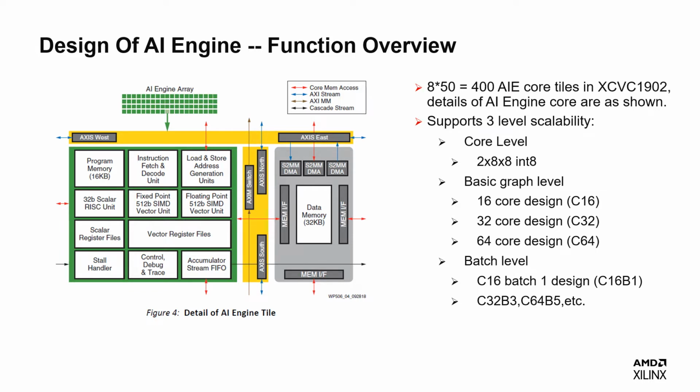An array of AIE cores forms the AIE graph. At the graph level, we have 3 configurations called C16, C32, and C64. Each configuration could be implemented with multiple batches, for example C16B1, C32B3, C64B5.